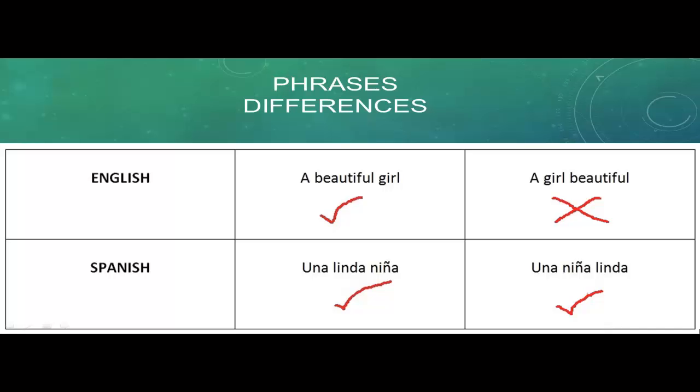The second difference is the way to place the adjective in a phrase. In English, the adjective must be before the noun, contrary to Spanish, where the adjective could be before or after the word.